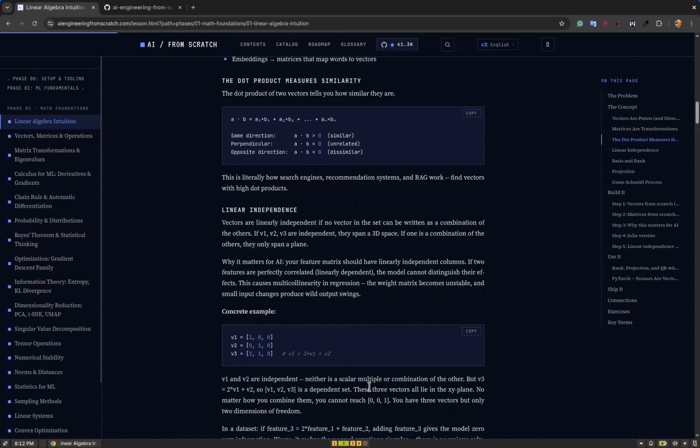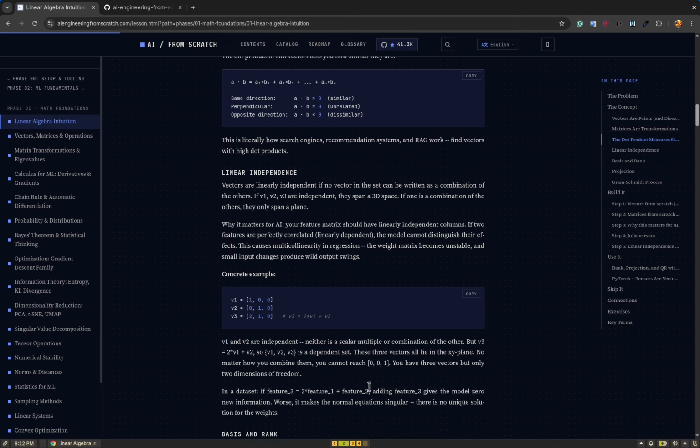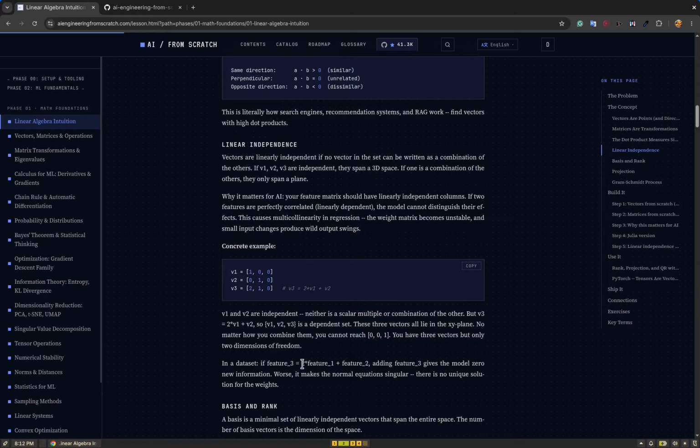Okay, so if the third vector can come out as a combination of the other two vectors, then it is dependent on them. It cannot leave its two dimensions because it is dependent on those two dimensions. In a dataset with feature 1 and feature 2, adding feature 3 gives the model zero information. Worse, it makes the normal equation singular. There's no unique solution for the weights. So essentially, I should make sure that the vectors are not dependent on each other.